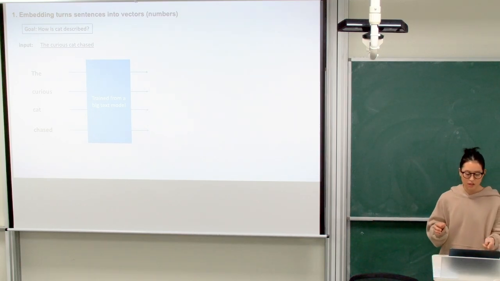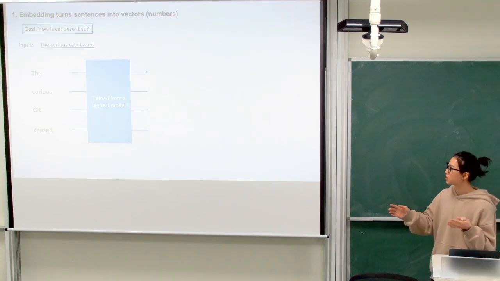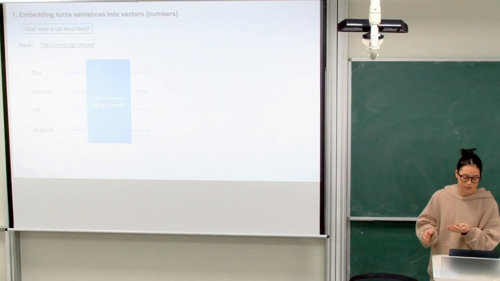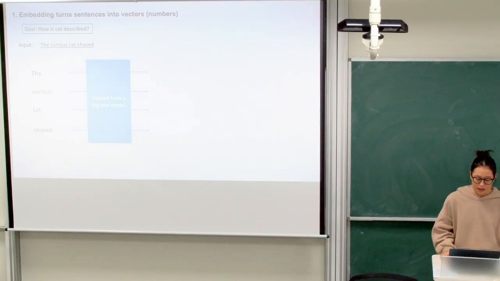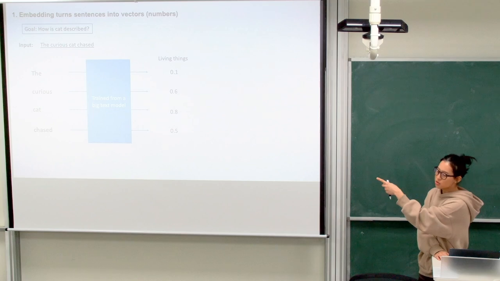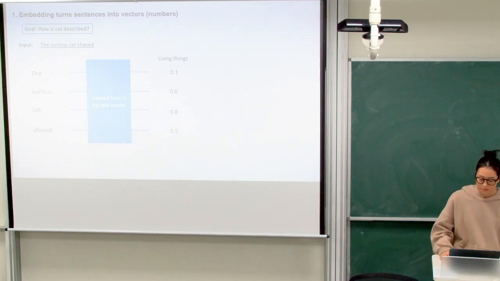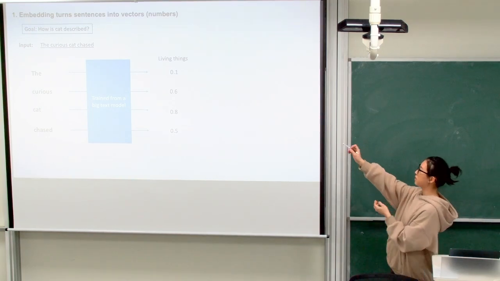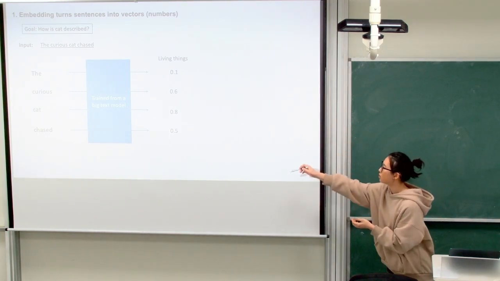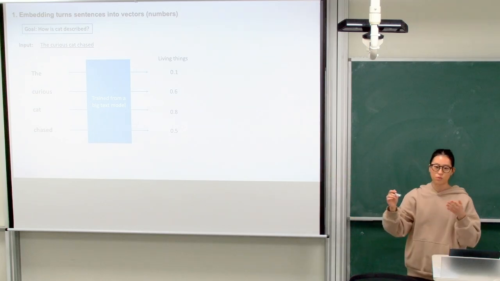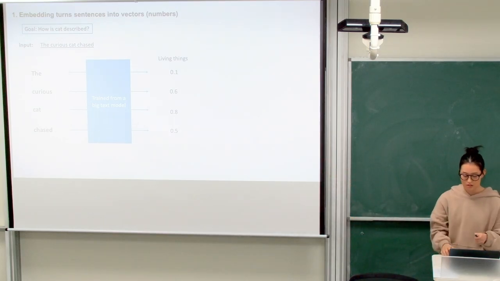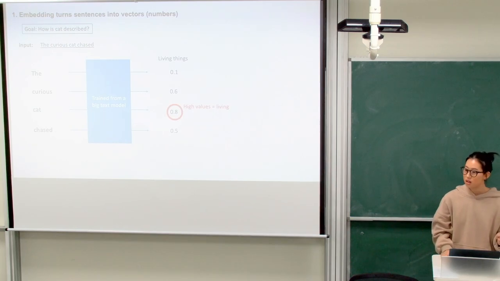So this works like a dictionary. So what does the mean? What does curious mean? And it'll spit out values like this. So for these values, we can kind of define what they mean as well. So on the top it says living things. So this whole column represents whether the word is living or not. So it's a probability between 0 and 1.